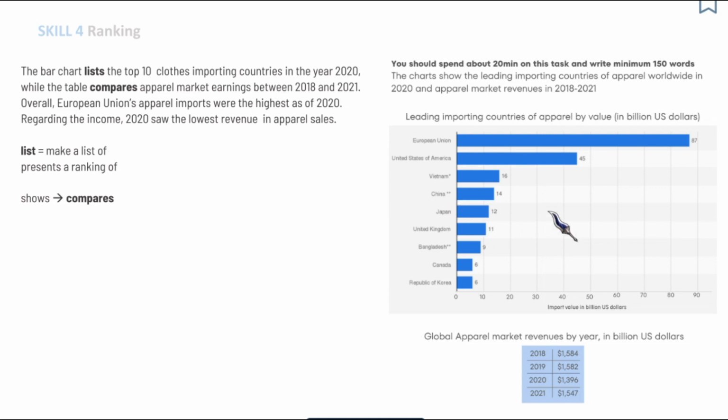Another option that you can use for these situations, when you're talking about rankings, is the phrase presents a ranking of. So in our case, it would be the bar chart presents a ranking of leading importing countries. Instead of the word show, I have used the word compares. We have seen it many times. It's a very handy option for paraphrasing.